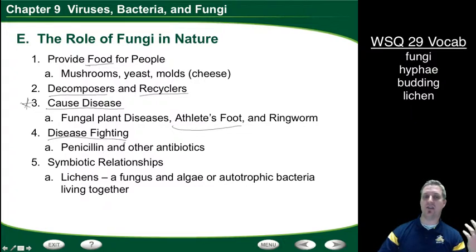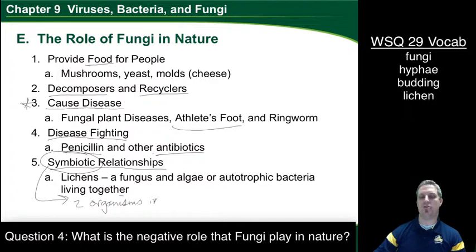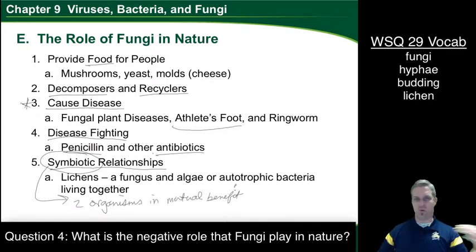Other positives, they can be disease fighting. Penicillin is an example of a fungus that's grown and used as an antibiotic, and some other antibiotics come from fungi. This last one's pretty interesting, and it's the first time we've talked about it: they can be part of symbiotic relationships. When I use the word symbiotic relationships, I'm talking about two organisms living together in mutual benefit. The two organisms are not hurting or harming one another. They're actually helping one another. One organism provides a certain service to the other, and vice versa.